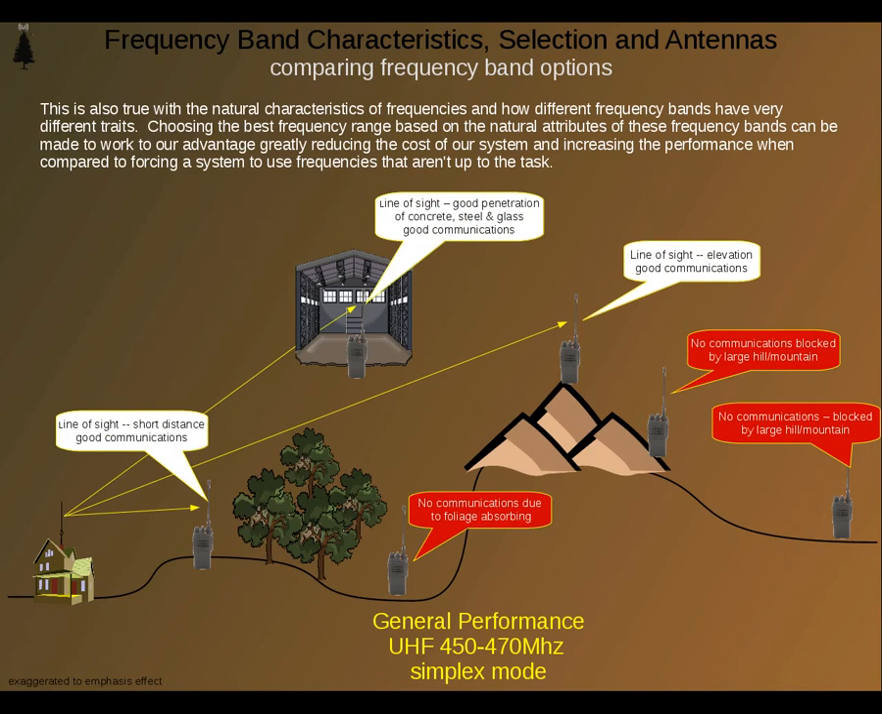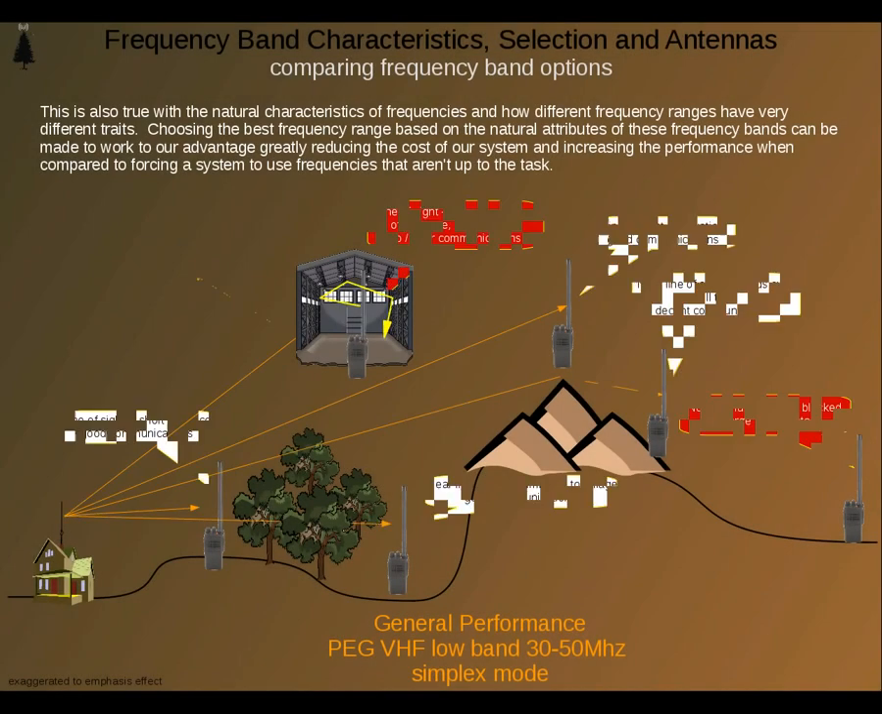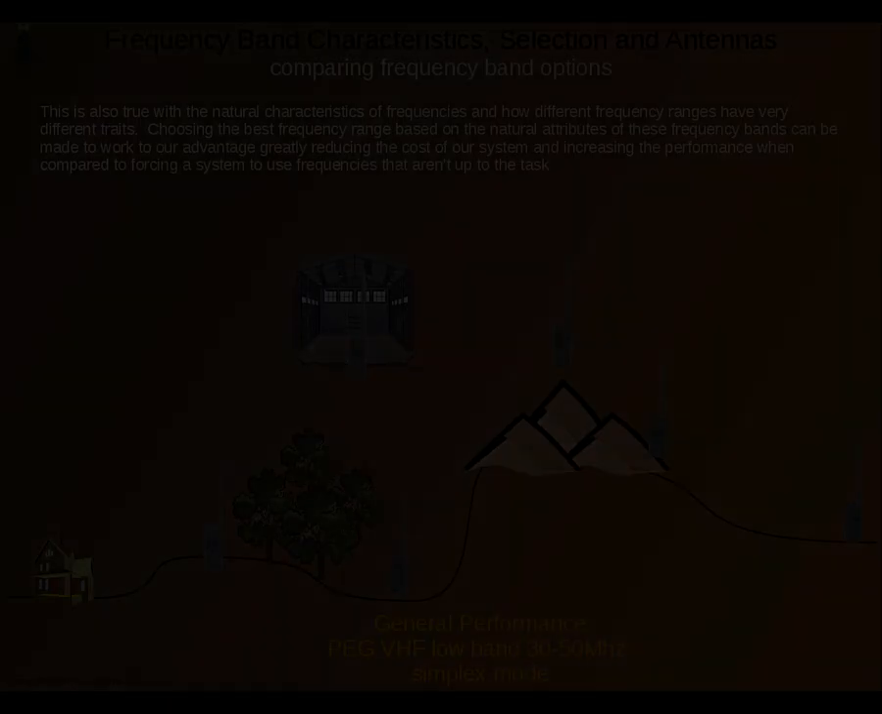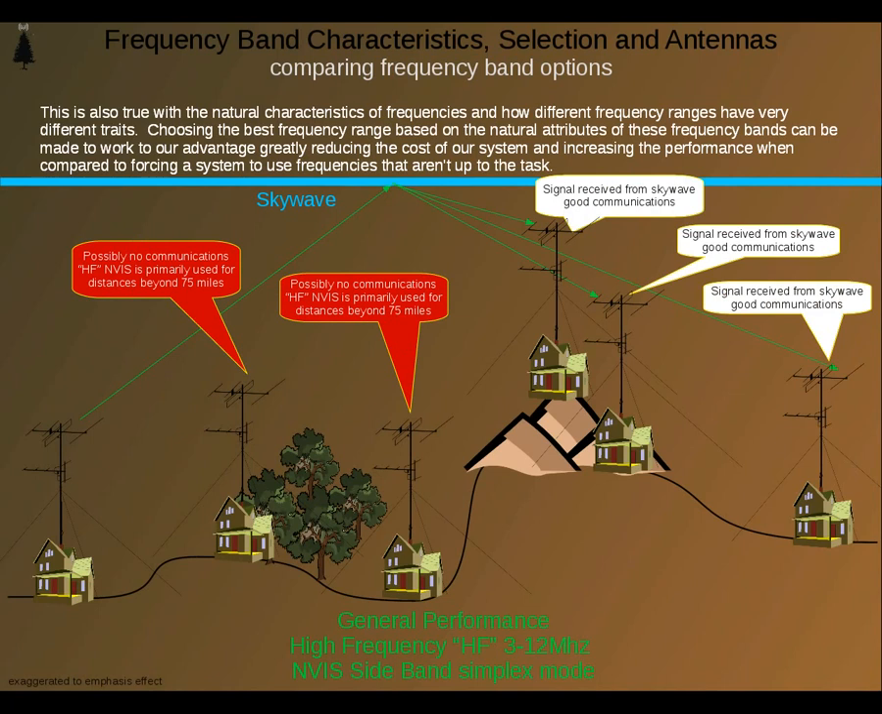This is also true with the natural characteristics of frequencies and how different frequency bands have very different traits. Choosing the best frequency range based on the natural attributes of these frequency bands can be made to work to our advantage, greatly reducing the cost of our systems and increasing the performance when compared to forcing a system to use frequencies that aren't up to the task.